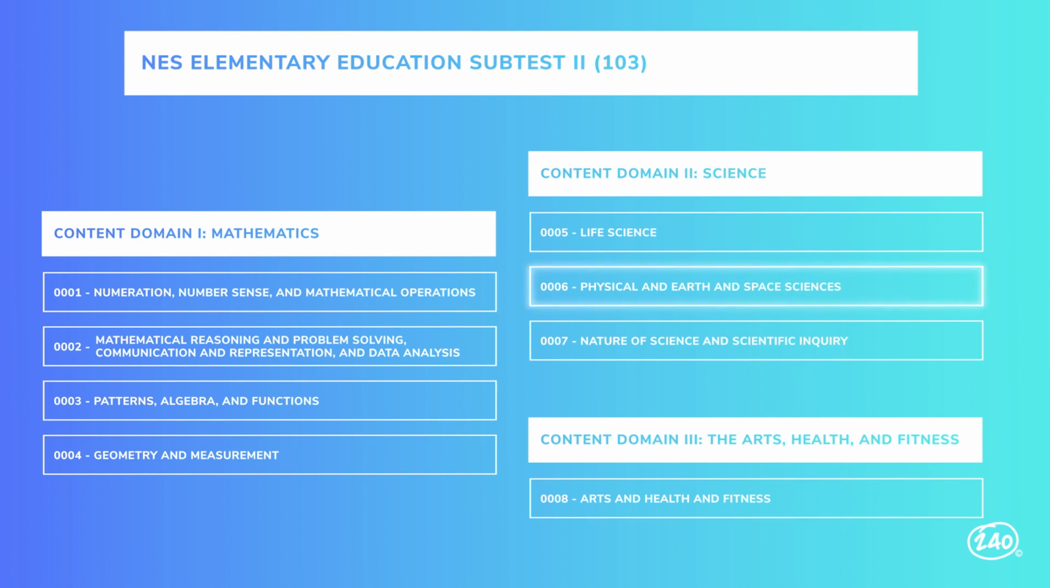So this covers matter, energy, waves, the solar system, tectonic plates, earth systems, and resources available on Earth. Whoa. Now, while we can't cover every concept on physical science and earth and space now, we'll pick one essential topic that you'll need to know for your exam and zoom in on it.